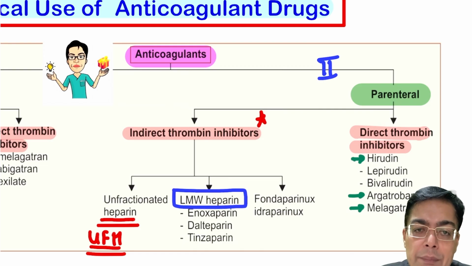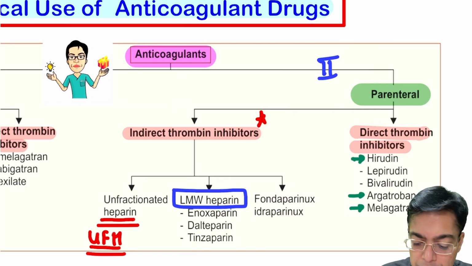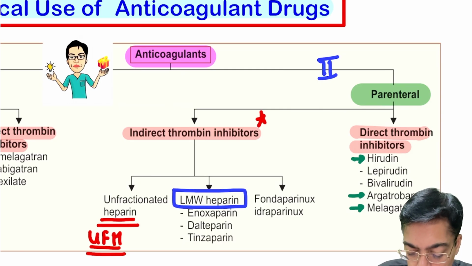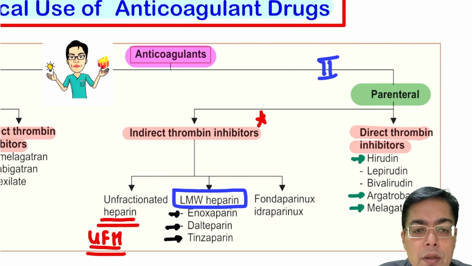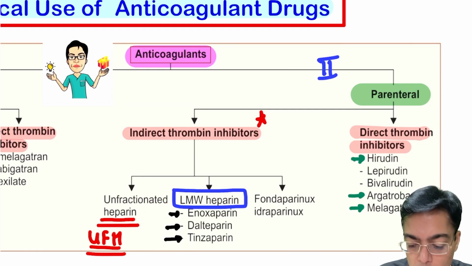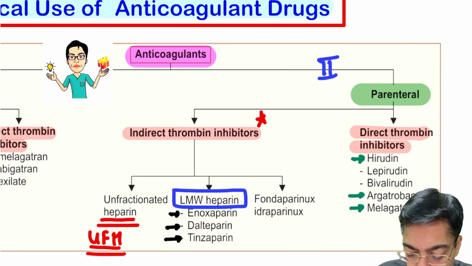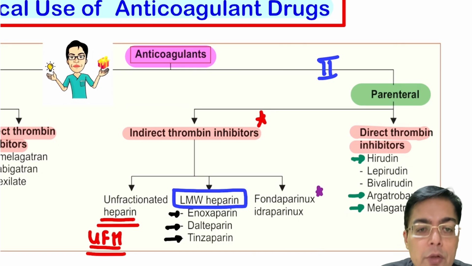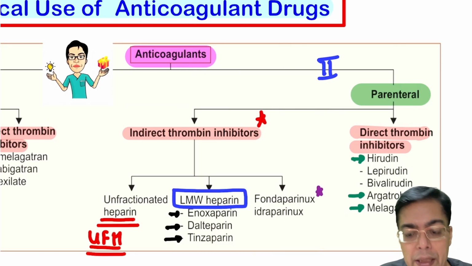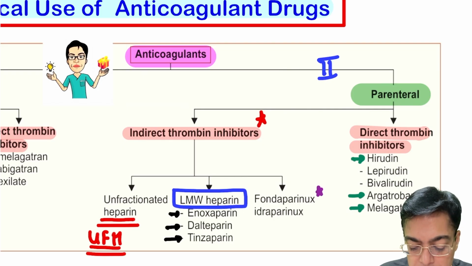There are multiple examples of low molecular weight heparins, but the examples that you have to remember, at least one or two of them: enoxaparin, dalteparin, and tinzaparin. From the low molecular weight heparin, we realized that there can be an even lower, ultra low molecular weight heparin, which can work in some patients, and that particular drug is given the name of fondaparinux. Fondaparinux.